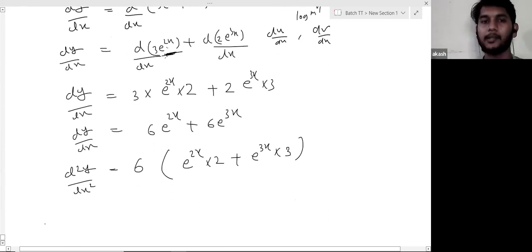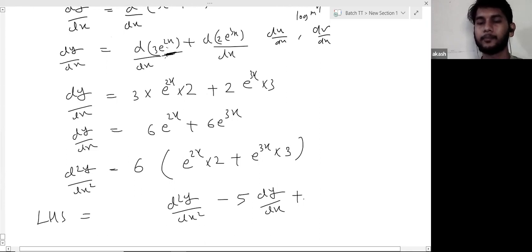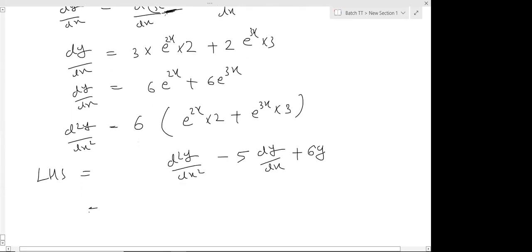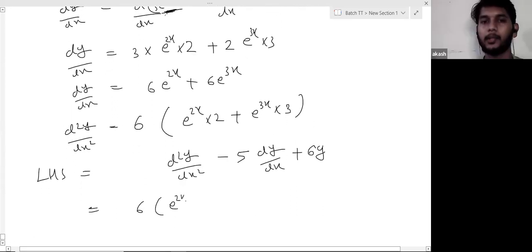So now let's start with the LHS. The LHS is d square y upon dx square minus, what is the number here? 5. 5 times dy by dx, and what is here? Plus. Can anyone tell me what the question is asking to prove? 6y. So d square y upon dx square is 6 times e to the power 2x into 2 plus e to the power 3x into 3, minus 5.